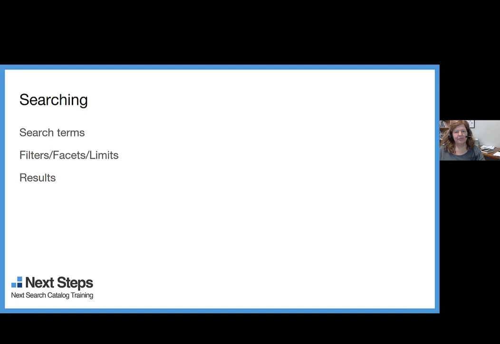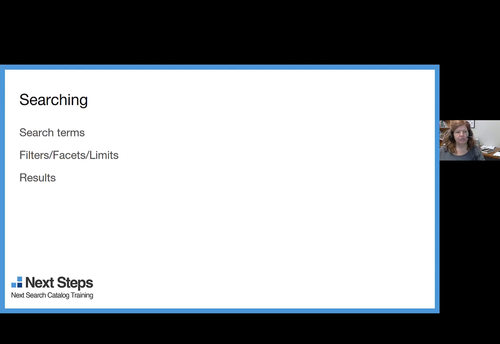So something we will be talking about is search terms. These are the title, author, keyword, whatever you enter into that search box to make your results page show up. Those are called search terms. And those search terms can be limited by either using filters or facets or limits, there's different words for them.